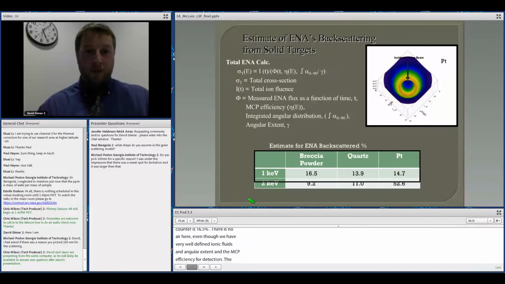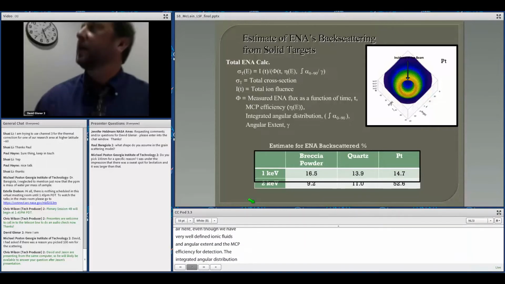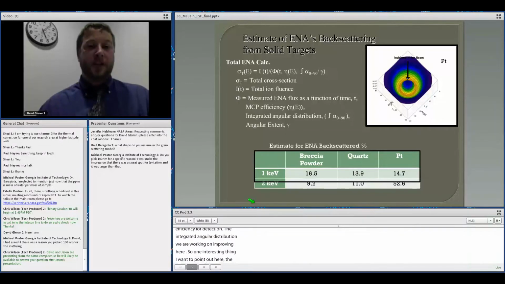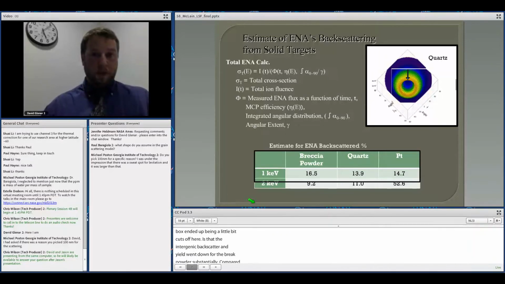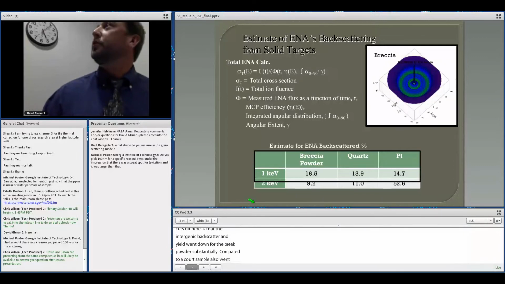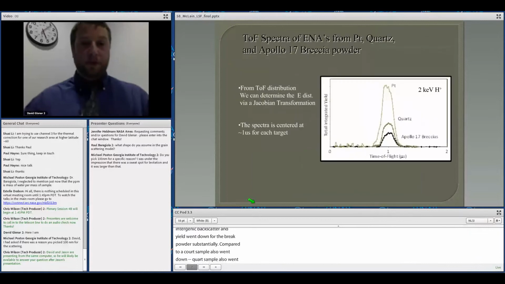One interesting thing I might point out here, which the box actually ended up being a little bit cut off, was that the ENA backscattering yield went down for the Breccia powder quite substantially, and compared to a quartz sample also went down as well. So these are the plots for the different samples.